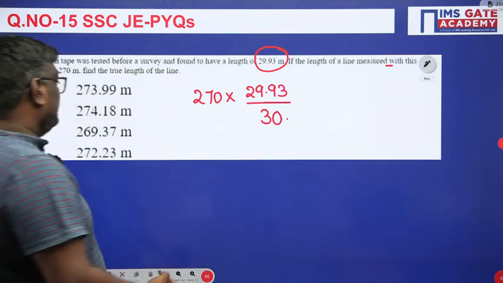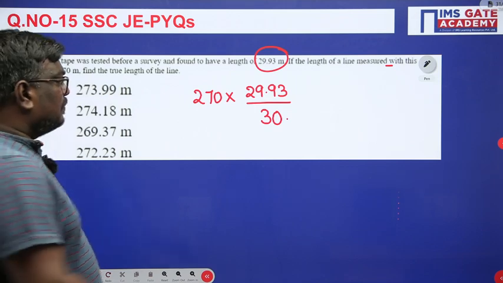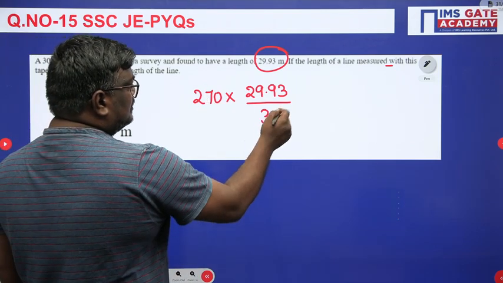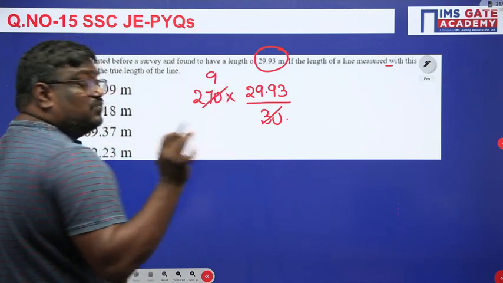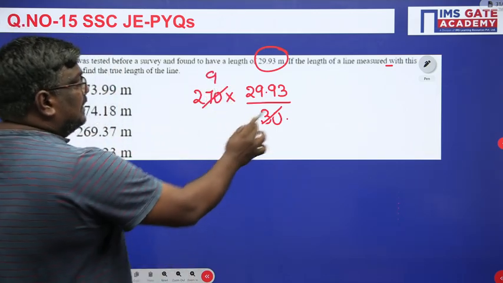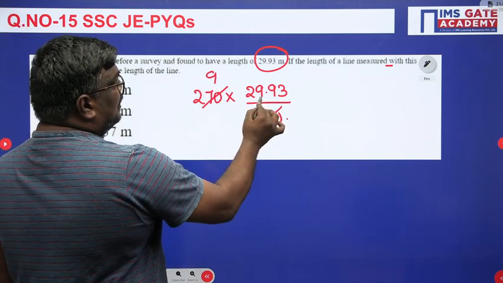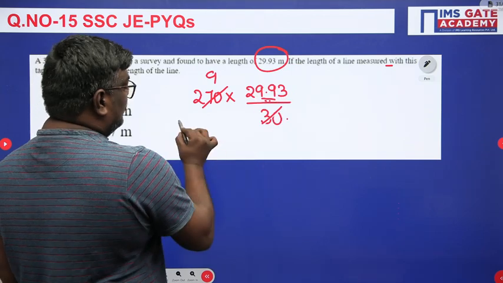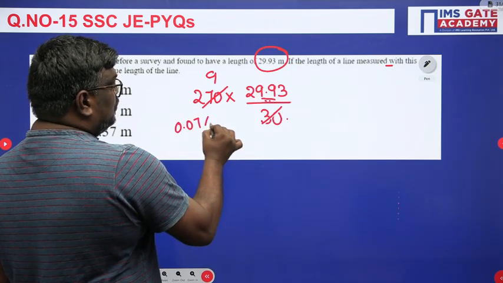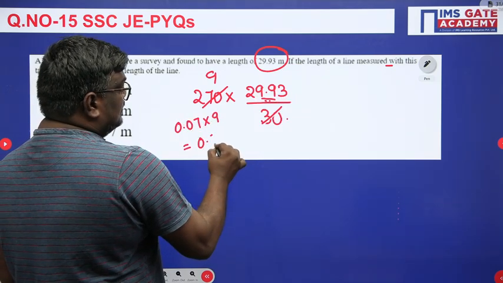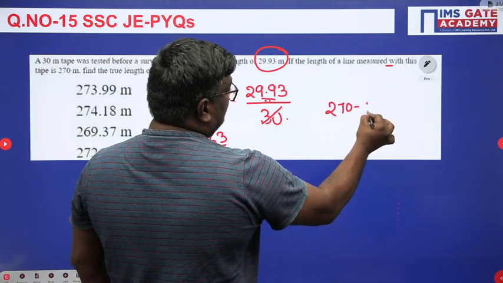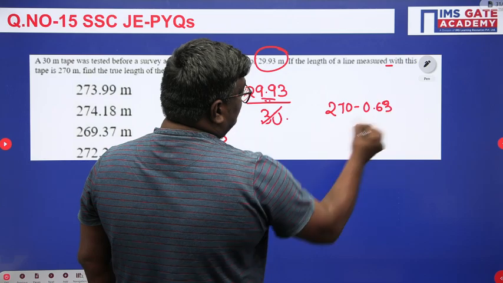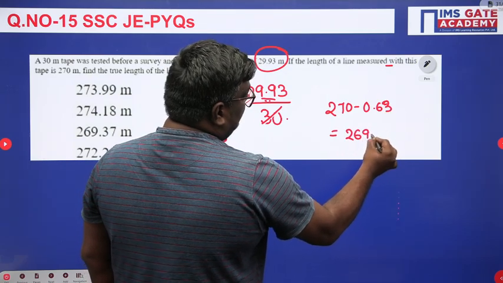So here, my dear students, 270 divided by 30, how many times can you say? Here 30 is 9 times. I am telling the calculation which is very important. Here, 30 into 9 is 270. But how much is it less? Here 0.07. So 0.07 into 9 will be taken as 0.63. So in total you have to do 270 minus 0.63. You will get a value of 269.37.